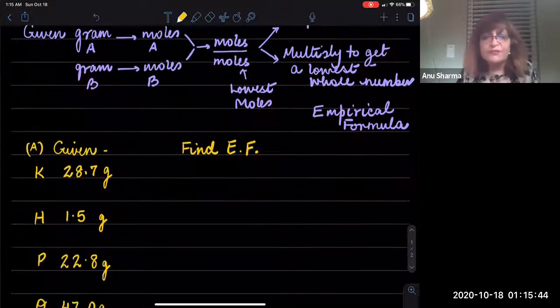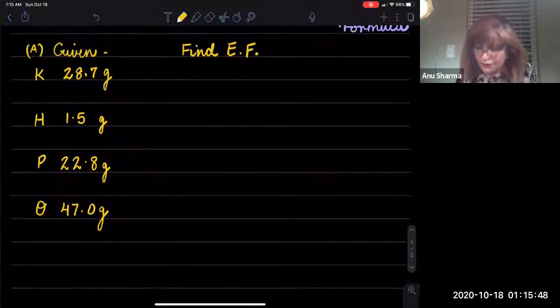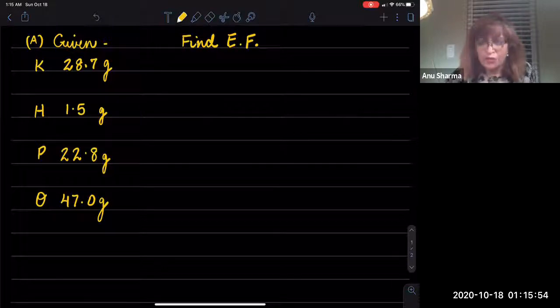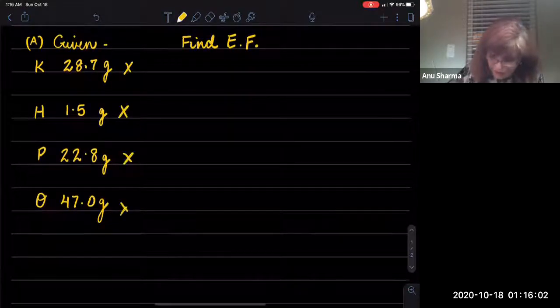We are given potassium, hydrogen, oxygen, and phosphorus. Now, we are given the grams of potassium, hydrogen, phosphorus, and oxygen, as you can see on the screen. So the first step is to find the moles. Each of these is going to be first converted to moles.